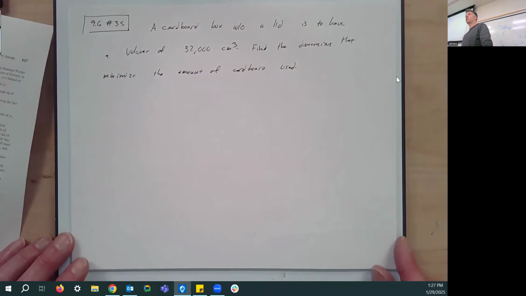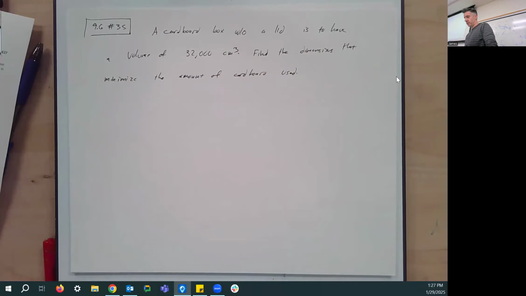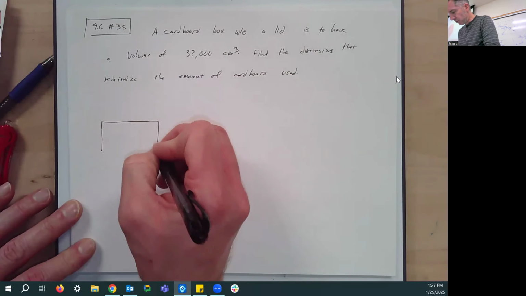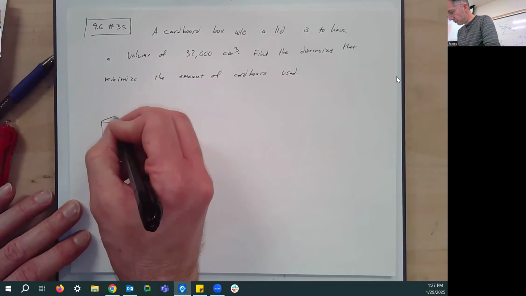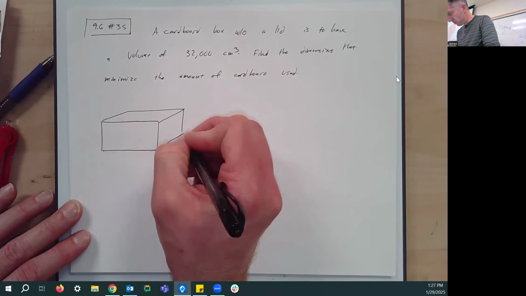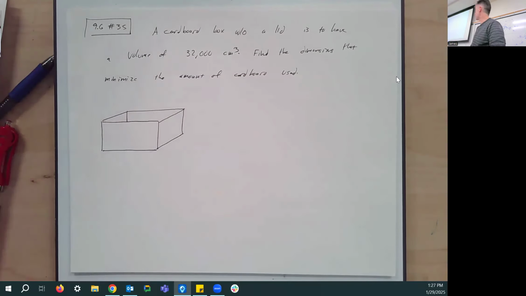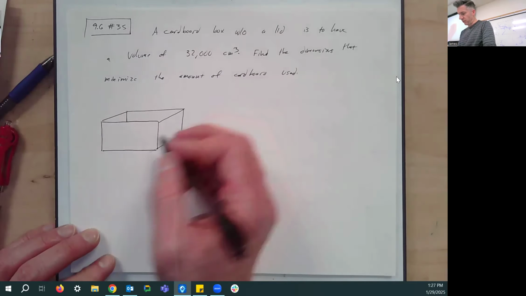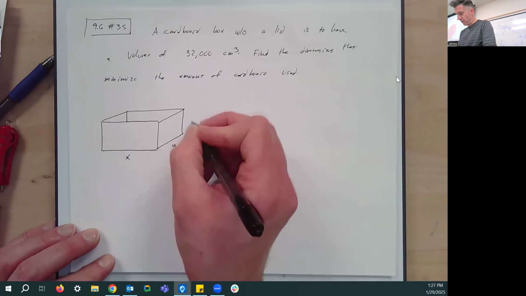Okay, so we have an open top box. Draw something like this. There's our box. And we don't know any of the dimensions: the base, the width, the depth, the height. We don't know the width, the depth, or the height. So we're going to call them X, Y, and Z.